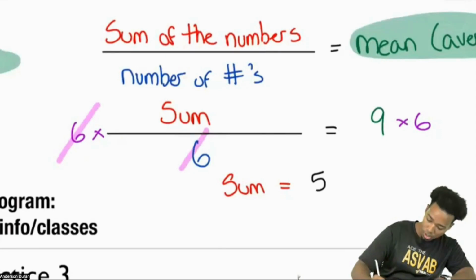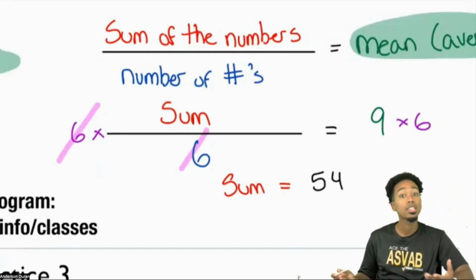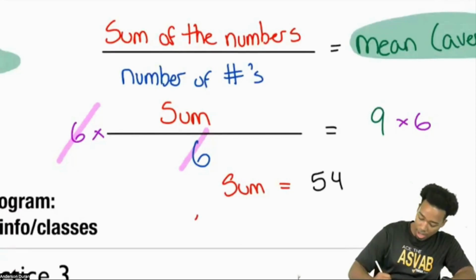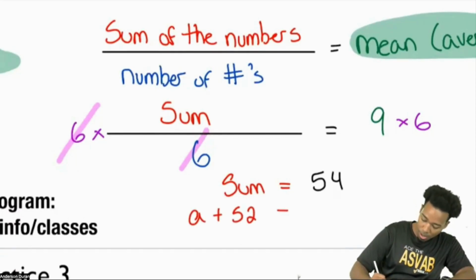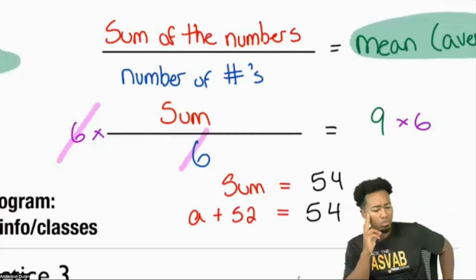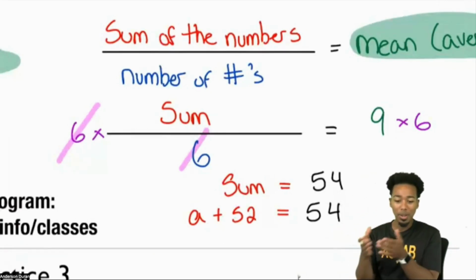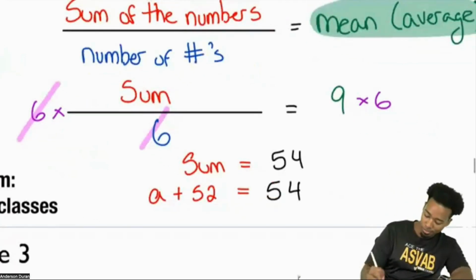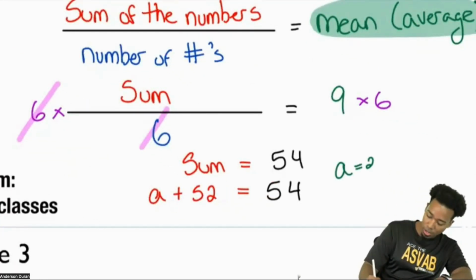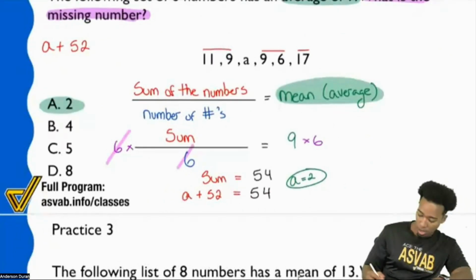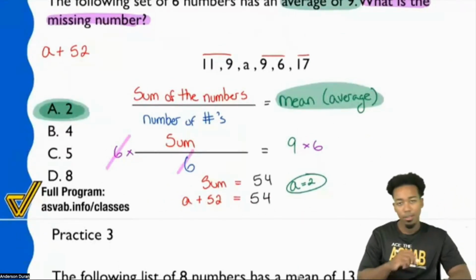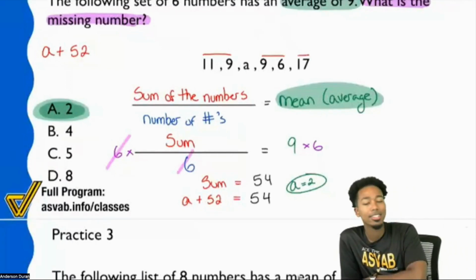Yes, cool. And then from there, remember that the sum was the same thing as saying A plus 52. And so if we say that we got a number plus 52 to get 54, what does that number have to be? That number has to be 2, right? What plus 52 gets you 54? That's 2. Booyah, right there. A equals 2. And we go over here. Oh, man, look at that. That is nice.